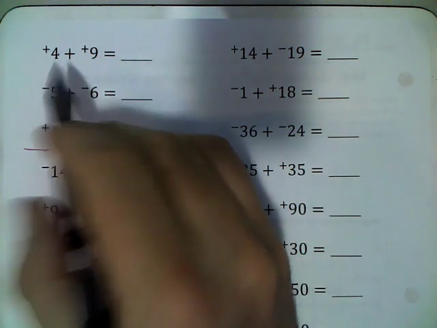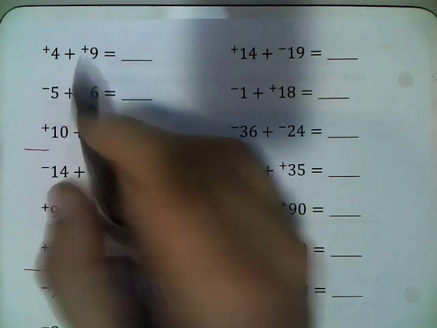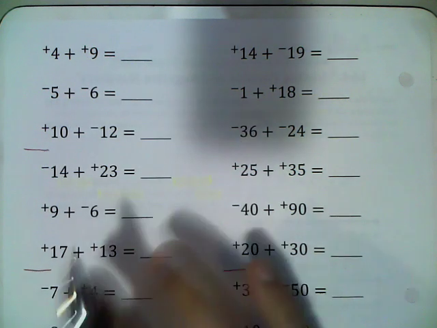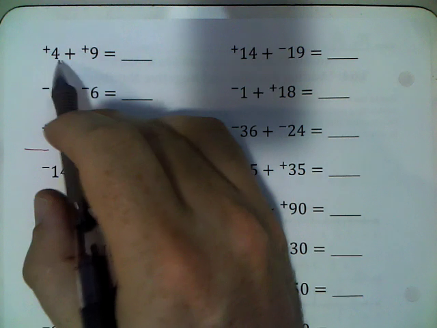So let's start up here with this one right here. And you'll notice I have some red lines here. We're going to section these off. Don't worry about that right now. But let's start right here.